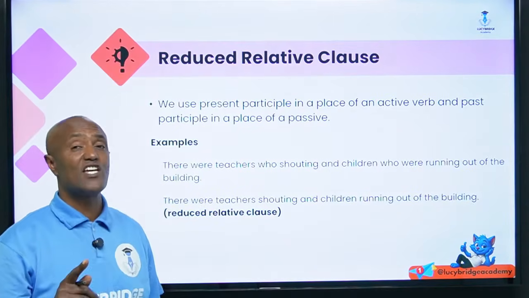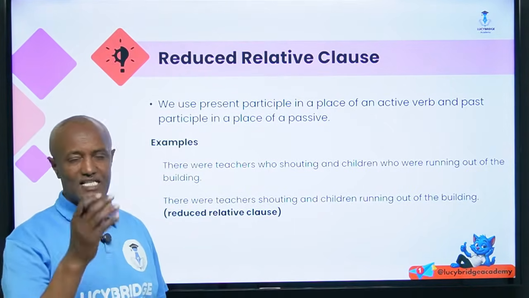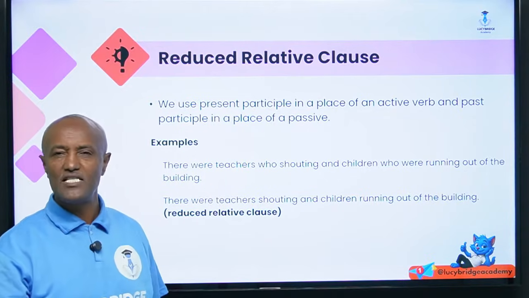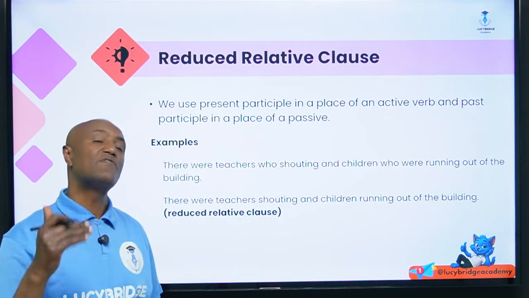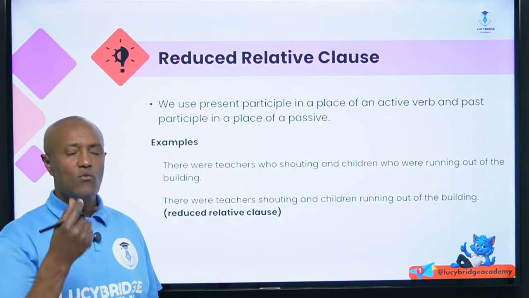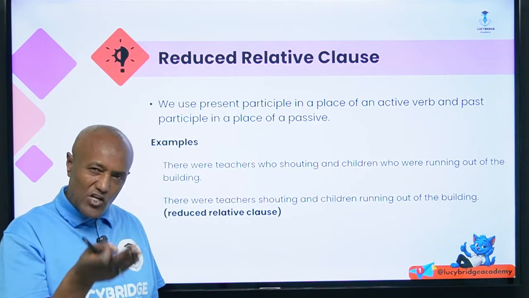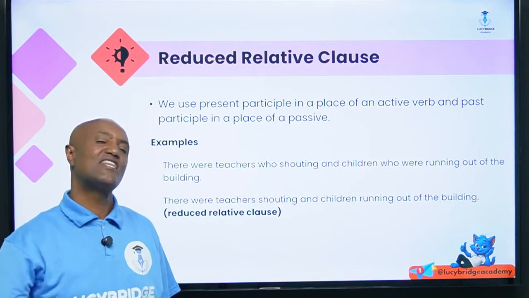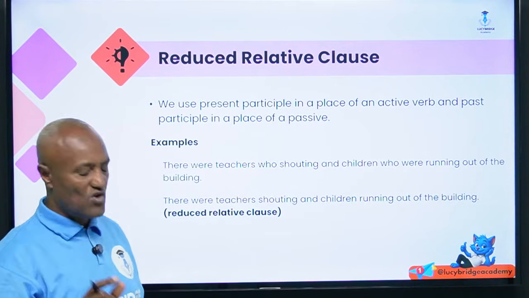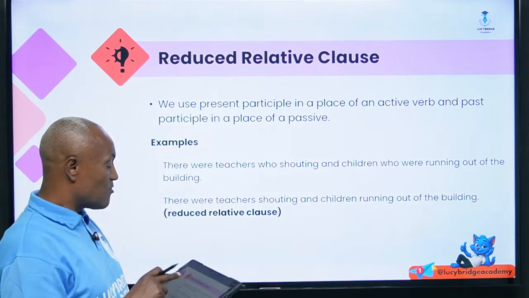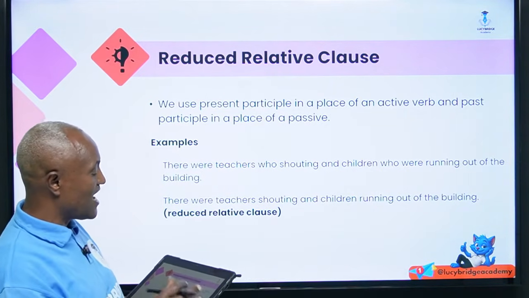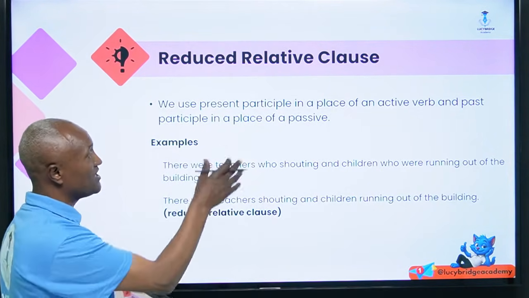One thing that I need to tell you: the tense can be whatever. It can be simple present, simple past, or simple future. Whatever the tense is, when it is active, we omit the relative pronoun and change the main verb to -ing. This is what you have to remember. We use the present participle in place of an active verb and the past participle in place of a passive.